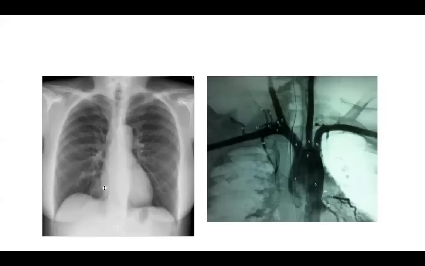Can anyone tell me what structure makes this silhouette right here? The right atrium. Excellent. So when you say what makes the right cardiac silhouette, that is the right atrium. And then we can see the right atrium is very obvious as a curve, and we can see a second curve. What is this structure right here? What makes this silhouette? The superior vena cava.